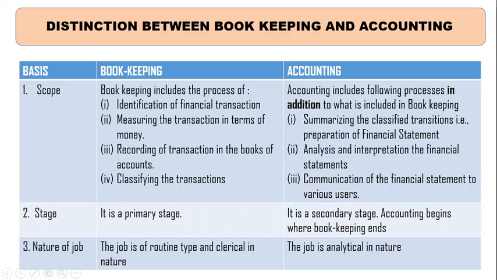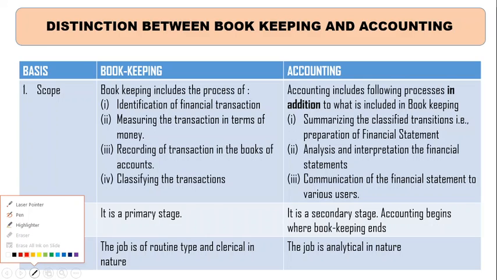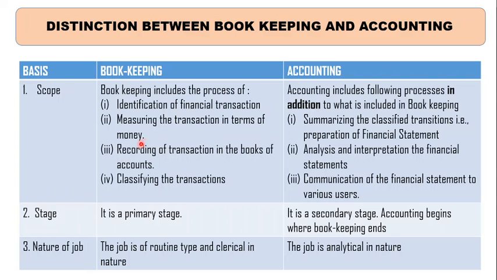As a scope, you know that bookkeeping includes the first four steps: identification of a financial transaction, measuring the financial transaction in terms of money, recording the transaction in the books of account, and classifying the transaction. So these four steps of the accounting process are termed as bookkeeping. On the other hand, accounting includes the processes in addition to that. So bookkeeping is a part of accounting.